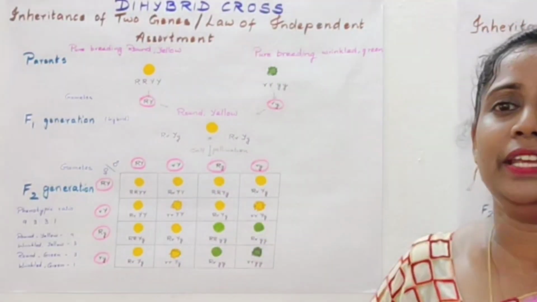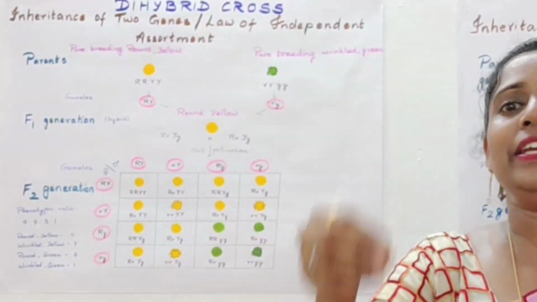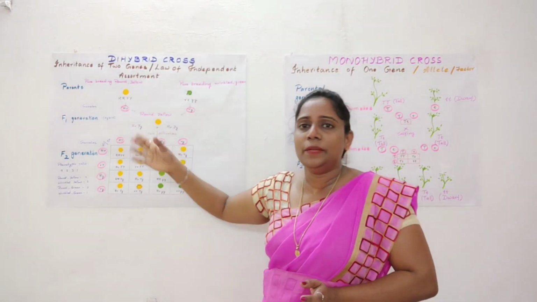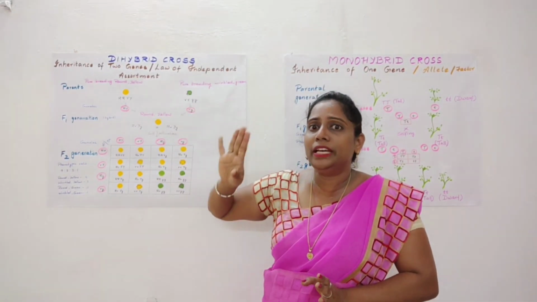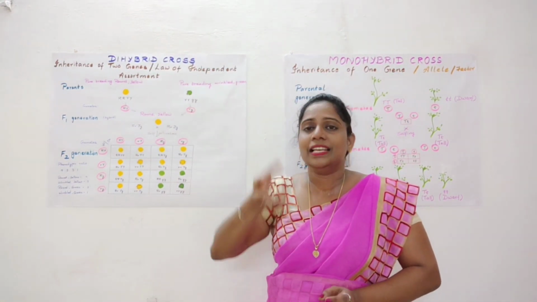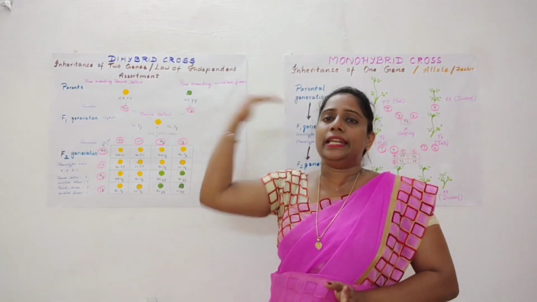Okay, children. So now, here it is very clear that one allelic pair will not influence the other allelic pair during this segregation. This is called the law of independent assortment. If capital R is going to be in one gamete, it will not say, come on, small y, don't come near me, only capital Y has to come. It will not say that, because this allelic pair will assort independently of the other allelic pair.